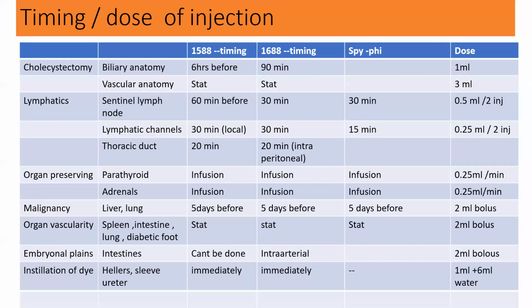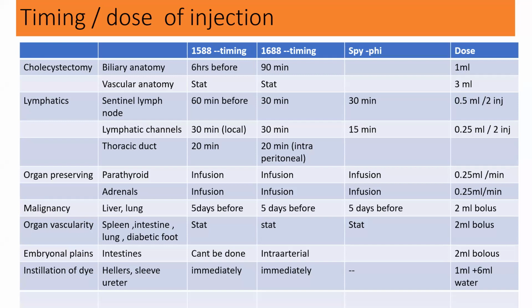So these are the types of staining. There are various timings and doses depending on how exactly the dye is to be given. What is the dose and what is the modality of giving? That depends on the system which you are using and the indication, or the pathology. In cholecystectomy, it is to be given 90 to 30 minutes before.